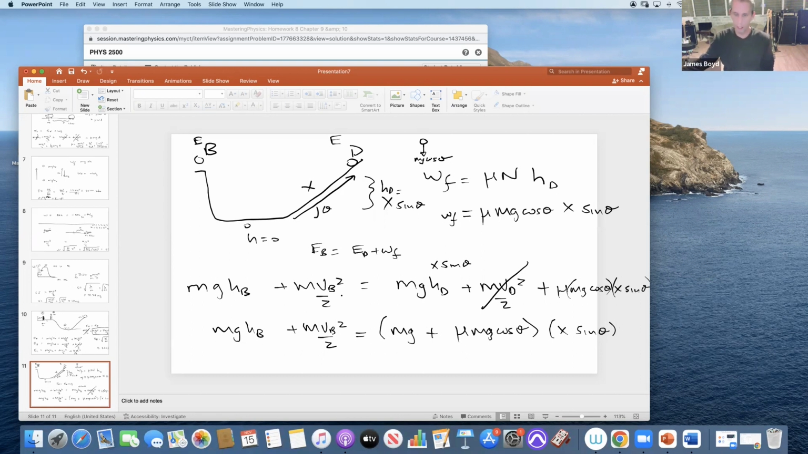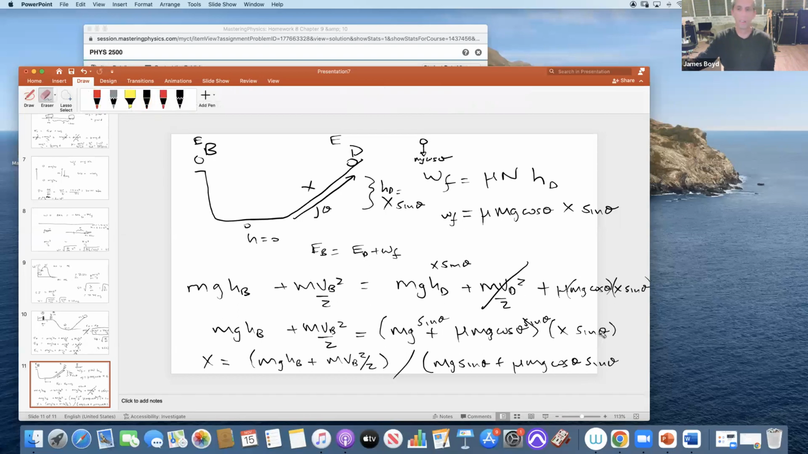We need to solve this for x. So x is equal to mgh_B plus m v_B squared over 2, divided by mg sine theta plus mu mg cos theta sine theta. I'm going to leave the sine thetas in. We're solving for x, which is how far up the incline we went. The m's go away, but who cares? We can leave them in there.